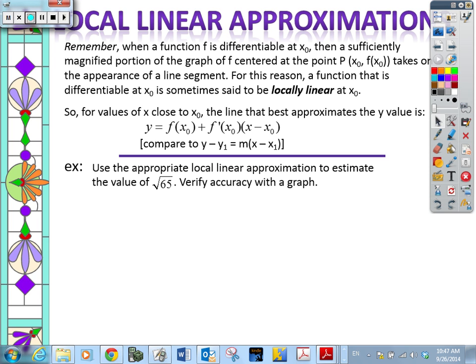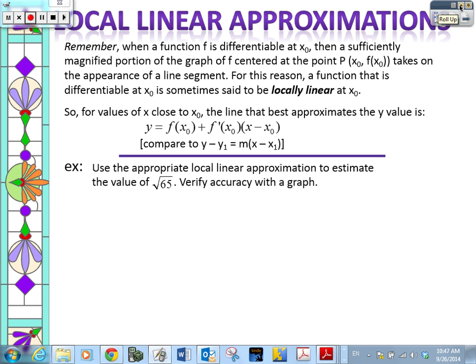All right, let's take a look at our lesson for today. It's on local linear approximation. I'm going to start out by saying these words, because sometimes students have no idea what it means, and I want to give you the vocabulary word to put in your head. Local linear approximation just means a tangent line approximation. That's all it means. It is very fancy words.